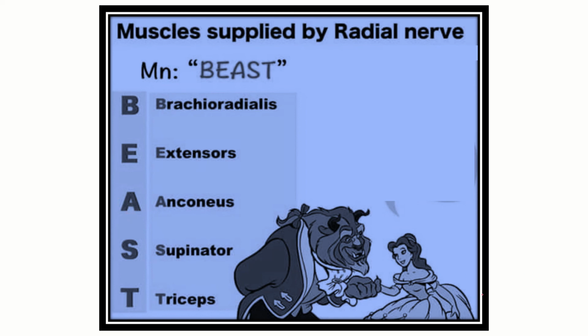So A for anconeus, and another A for abductor pollicis longus, or APL. So APL is also supplied by the radial nerve. Then we can see the S for supinator and T for triceps. So again, BEAST: B for brachioradialis, E for all extensors of the arm, forearm, and hand.